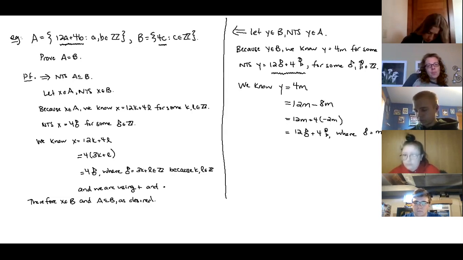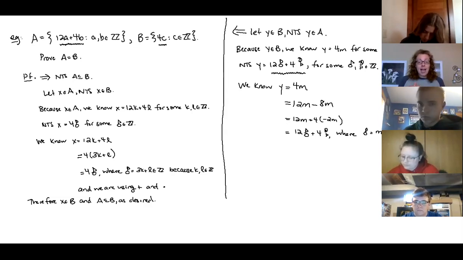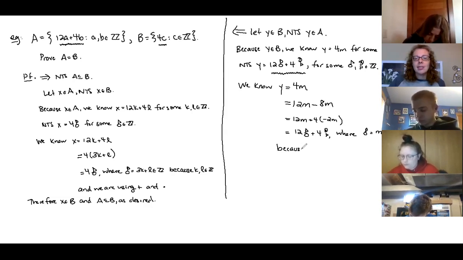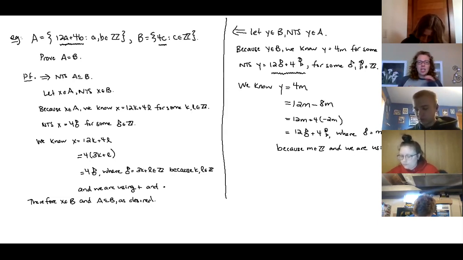Sailboat should be M and flower should be negative 2M. Give me a thumbs up that we are good with those. We like those. Sailboat should be M, flower should be negative 2M. Both of those live in Z because M lives in Z and we are multiplying by negative 2. No addition in this case, so we're using multiplication.